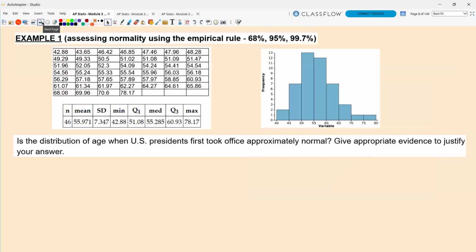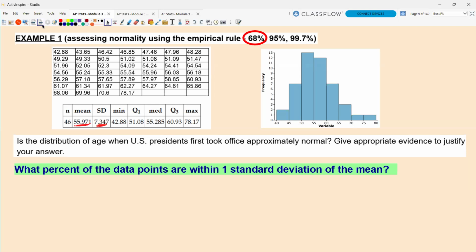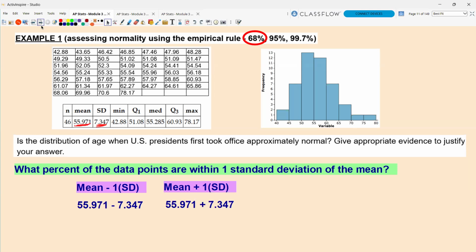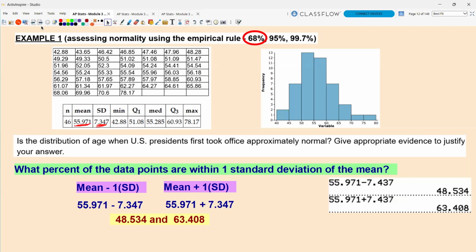So the first thing we want to do is look at the mean and the standard deviation. And the mean and the standard deviation are going to be provided here. You don't have to get them yourself. So 55.97 and 7.347. The next thing you're going to do is count out one standard deviation below and above the mean. So you're going to ask the question, what percent of the data points are within one standard deviation? So subtract the standard deviation from the mean and add the standard deviation to the mean. Use your calculator and you'll get about 48.534 and 63.408.